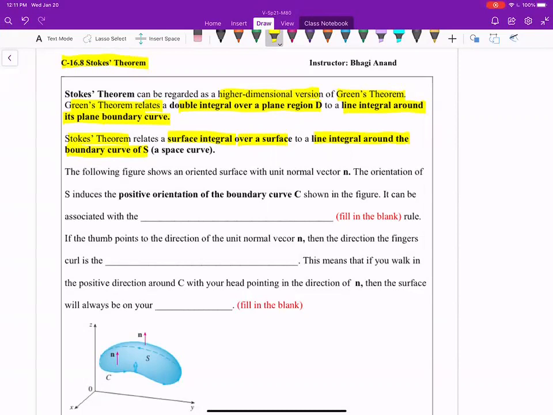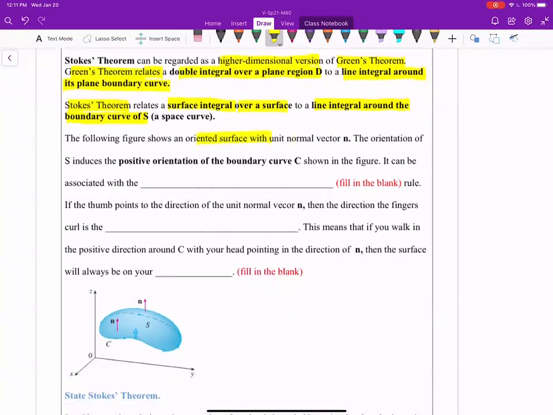The following figure shows an oriented surface with a unit normal vector n. So we saw what an oriented surface was, and a non-orientable surface. The oriented surface will have a normal vector which decides the orientation. So an upward normal denotes a positive orientation. Downward is the opposite of the upward normal, which gives a negative orientation to the surface. S induces the positive orientation of the boundary curve C, shown in figure 1.